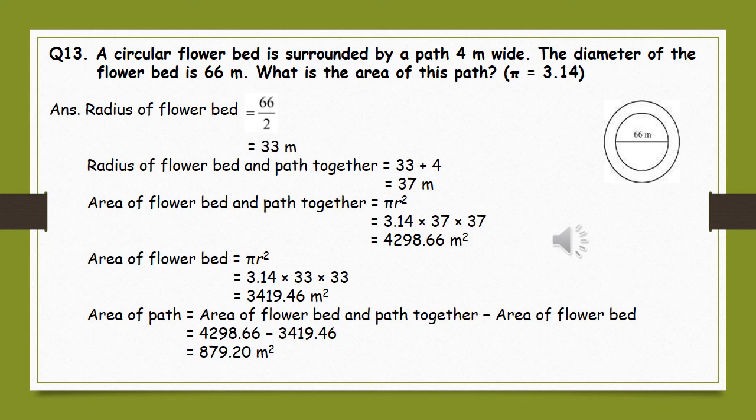that means the area of the rim, we have to subtract the area of the inner circle from the area of the outer circle. So 4298.66 minus 3419.46, that is equal to 879.20 meter square.